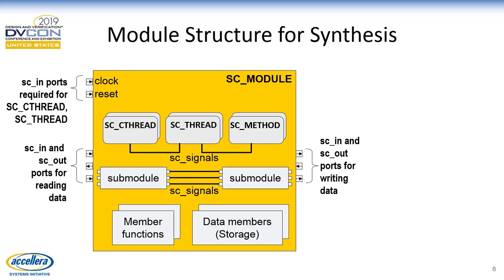You can have multiple threads and methods, multiple different processes. We'll talk about those briefly. And you can have communication between the processes inside. And we'll talk about what those process types are. So there are 3: SC threads, clock threads, and SC methods.